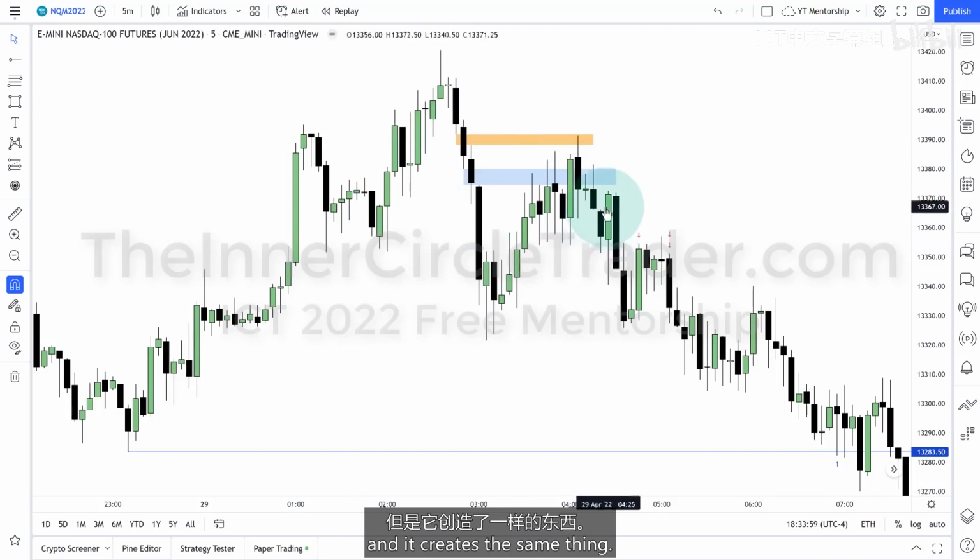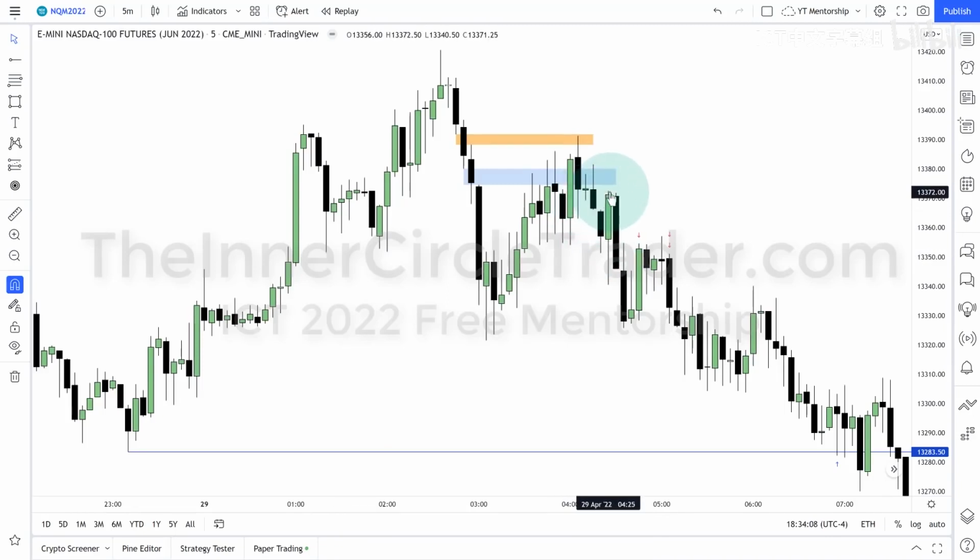And it creates the same thing. The fair value gap here, the market trades up into it. The body's kind of respecting that little area. Moves a little bit above it, that's fine. But then breaks aggressively lower. Does it take out the low yet? No.